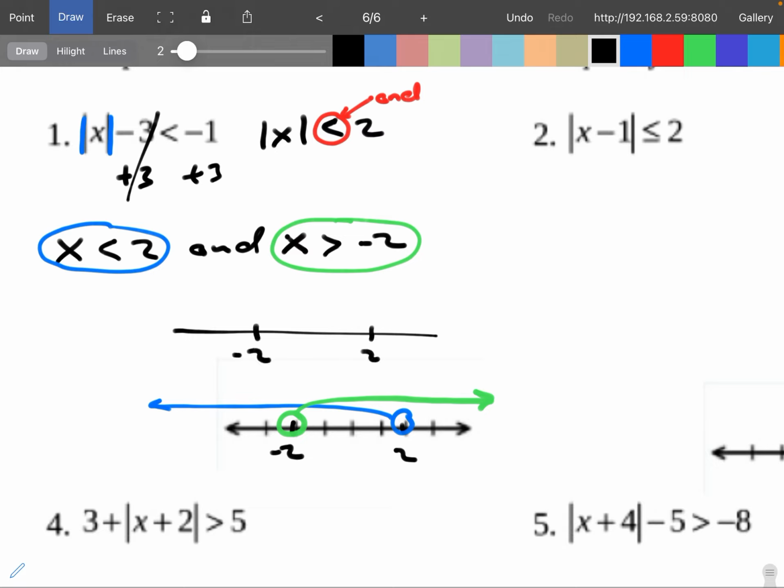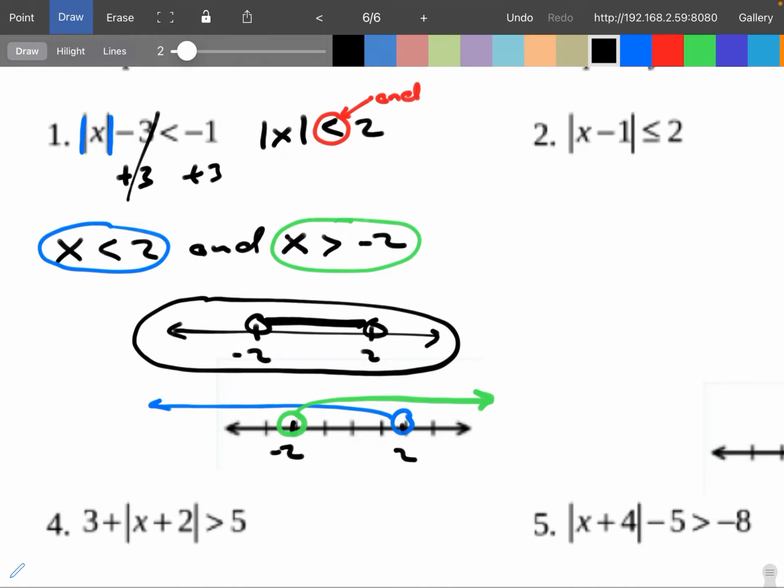Now, usually I should have drew a number line for like our scratch work, but our final graph needs to look like this. I didn't do it this time. Our final graph should have a -2 and a 2 with an open circle, and shaded in between.